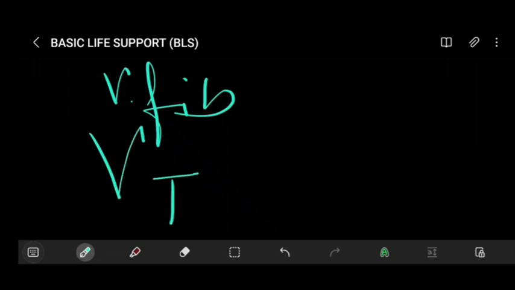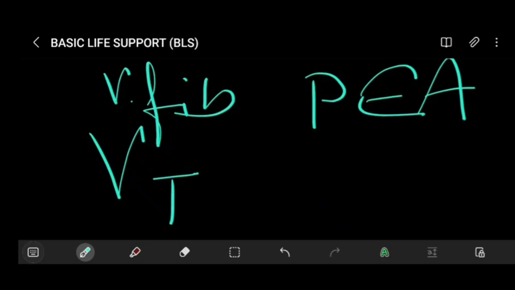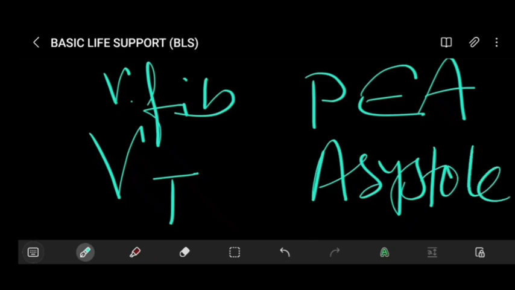In cardiac arrest, or some pulseless activities in the body, you can't feel the pulse. This can be ventricular fibrillation, ventricular tachycardia, which can be monomorphic or polymorphic. It can be pulseless electrical activity, and it can be asystole. So mainly these four conditions. We will discuss them later.